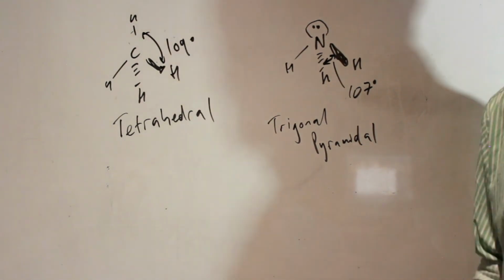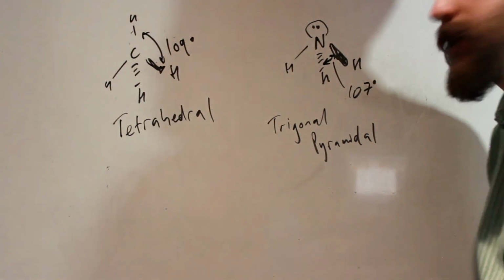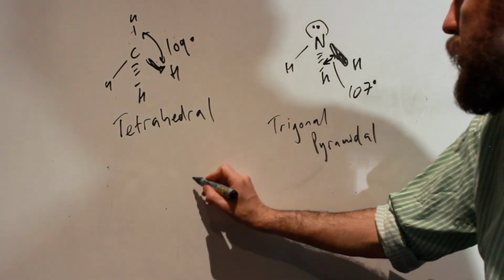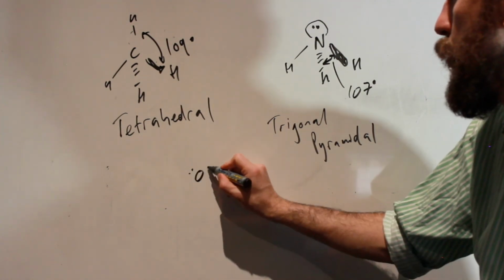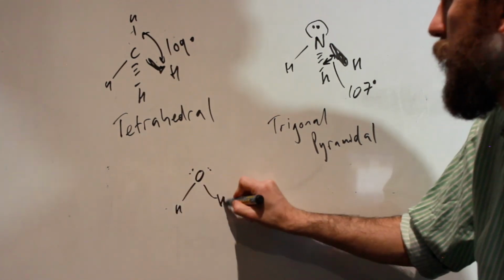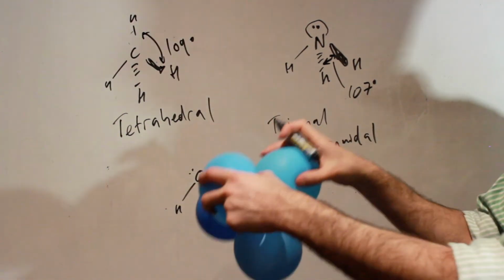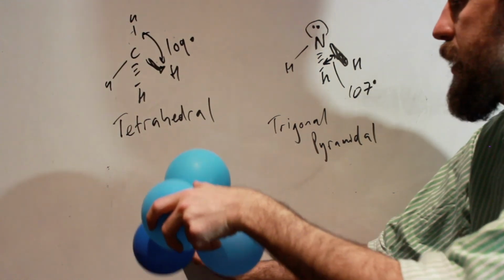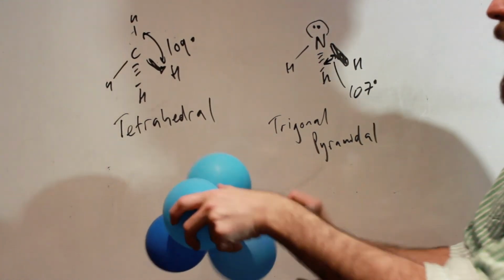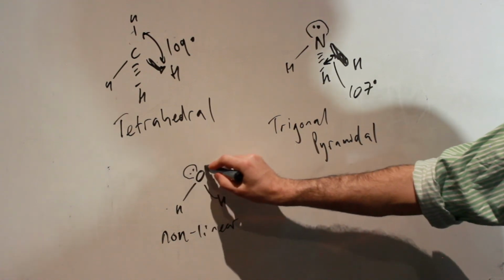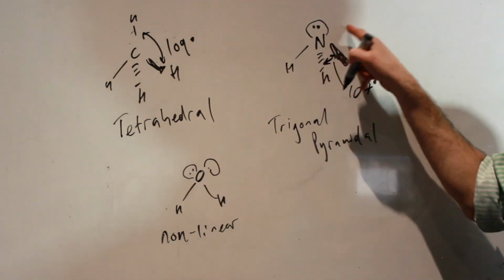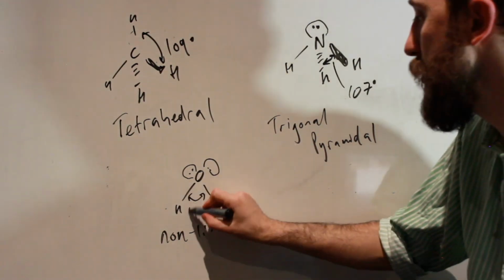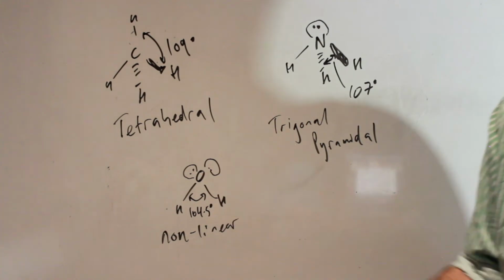And the last is the nonlinear, or V-shaped, or bent, or angular. It goes by a lot of names. We're just going to go for nonlinear. In the case of water, H2O, this is where we've got 2 pairs of non-bonding electrons. So let's say these 2 are non-bonding, these 2 have the H on it. It's going to make this V-shaped nonlinear geometry. And then these 2 electron clouds are going to repel each other even more than these ones. It's going to squish these closer together, and we get a bond angle of 104.5 degrees.